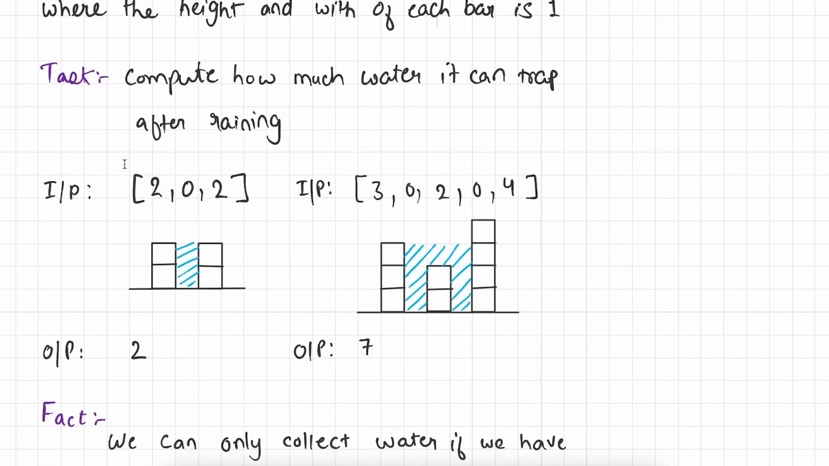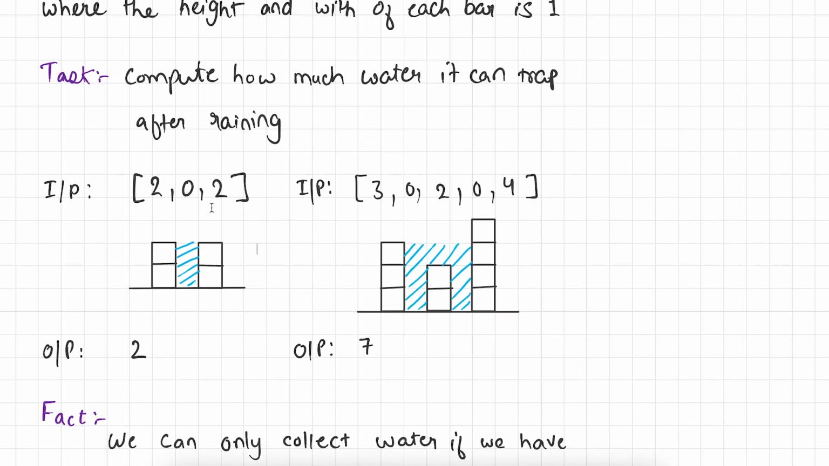Here the elevation map is given as 2, 0, 2. It means at position 0 we have to raise bars to height equal to 2. So we have done like this. Okay, at position 1 we have to place 0 bars, and again in position 2 we have to raise the bar up to height 2. Okay, now after rain how much water can it collect?